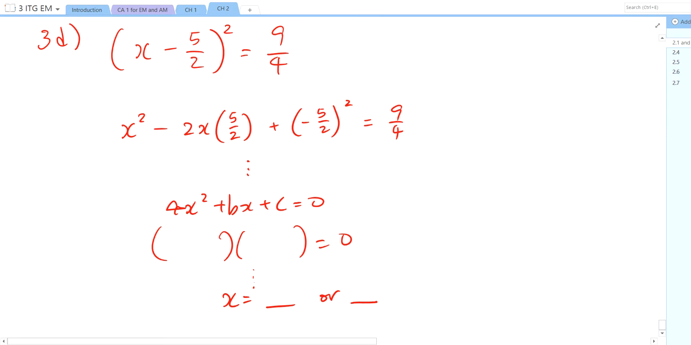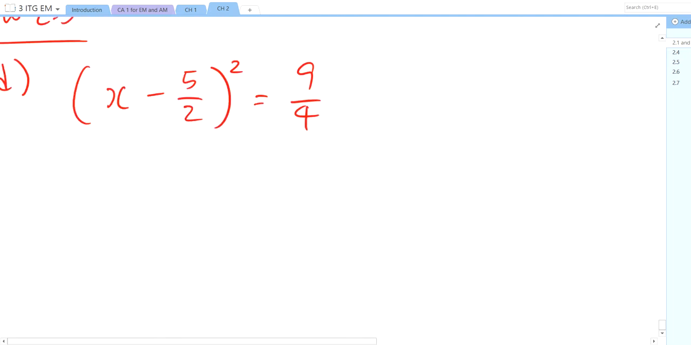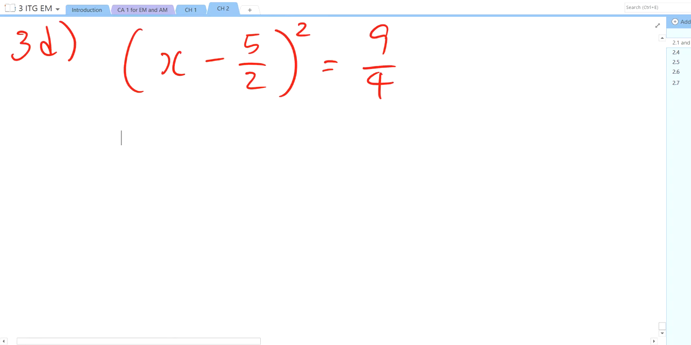But is there an easier method again? What is the easier method? Yeah, this being a perfect square already makes our job a lot easier if we can simply square root both sides. This process of square rooting both sides, after I have a perfect square on the left hand side, is actually how we obtain the quadratic formula.